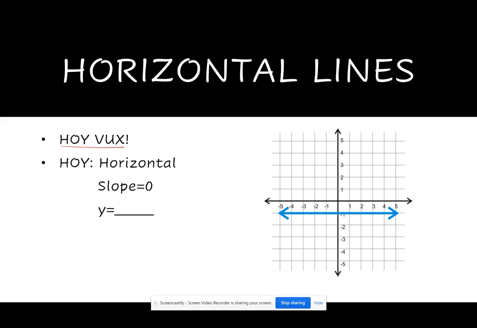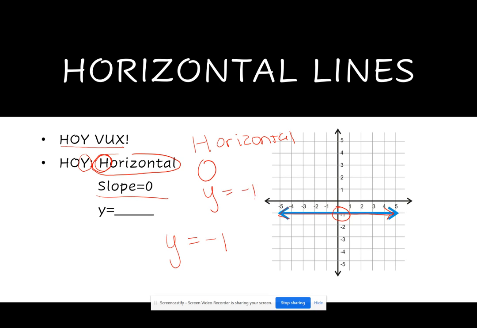When we think of HOI, it's for our horizontal lines. It tells us our slope is 0, and that our equation will be y equals something. So for example, in this case, we have a horizontal line, so our slope is 0. We just know that right away, every single time. And then our equation of the line is y equals whatever number it's going through on the y-axis. So y equals -1. So horizontal, 0 is your slope, and our equation is y equals -1.